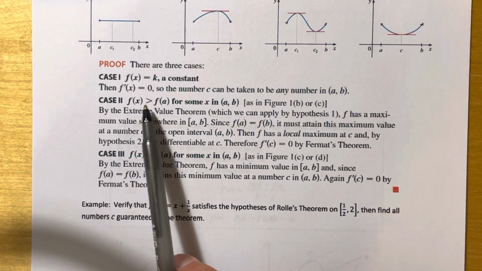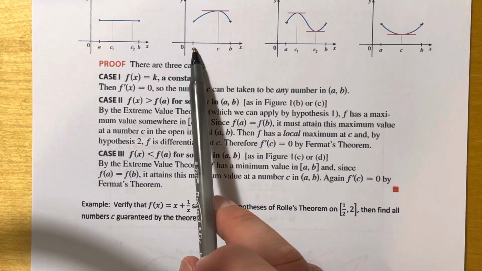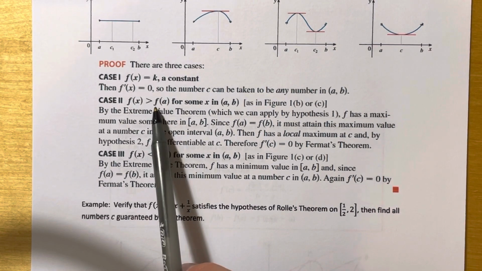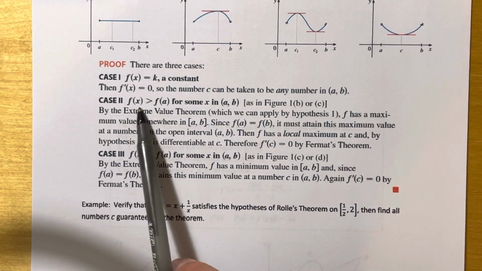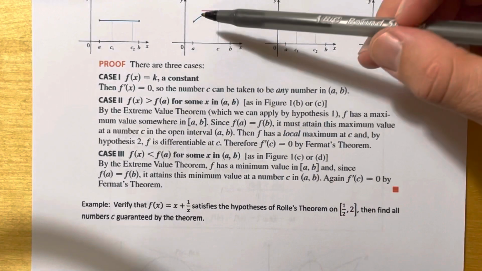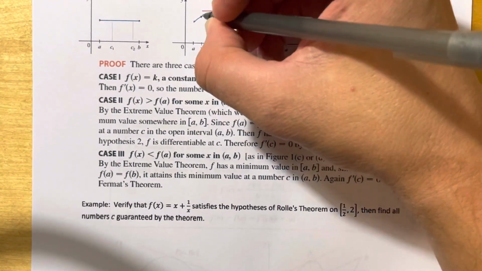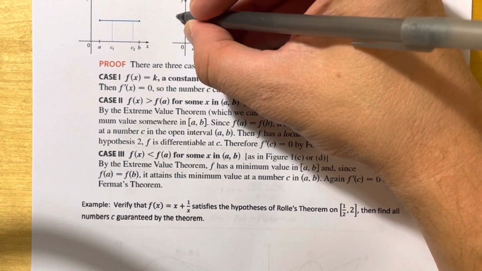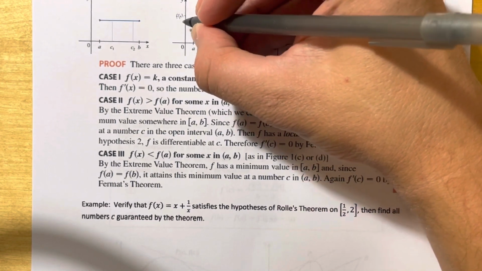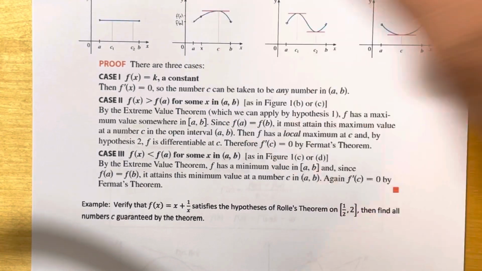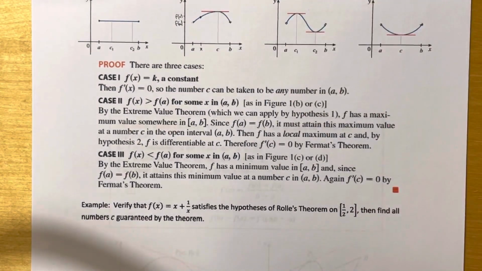Case 2. Remember, a represents the left endpoint of this function, so that's what I'm looking at when I see this a here. If I can find some x in the interval (a, b) where f(x) is greater than f(a), like this function right here, if that's x, then this right here would be f(x), whereas this would be f(a). Notice that f(x) is greater than f(a) in this case, right?